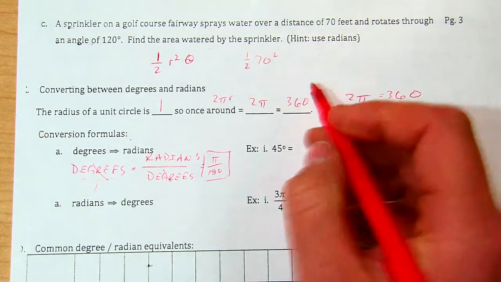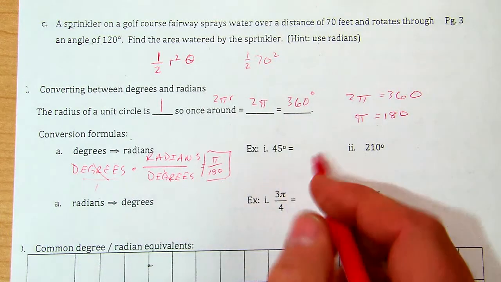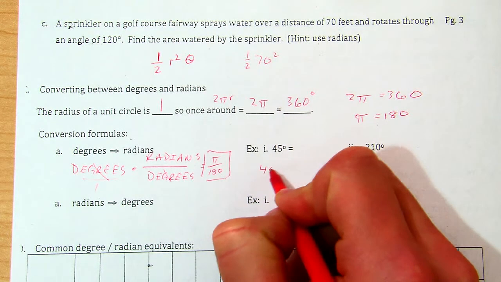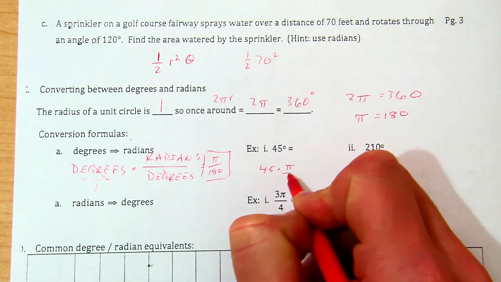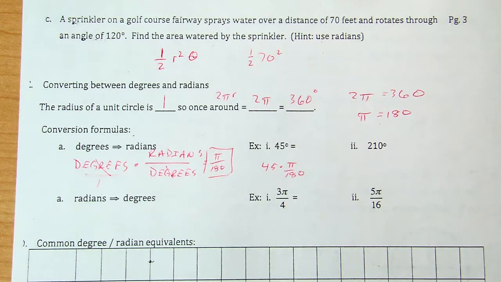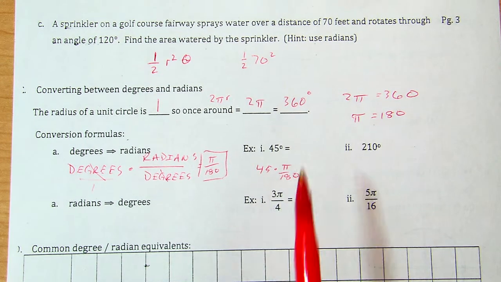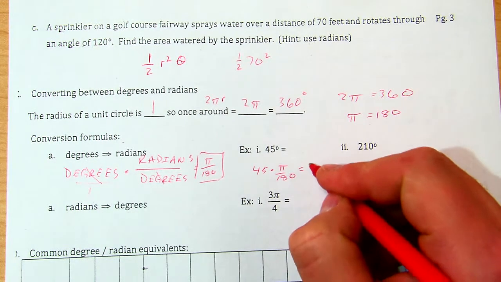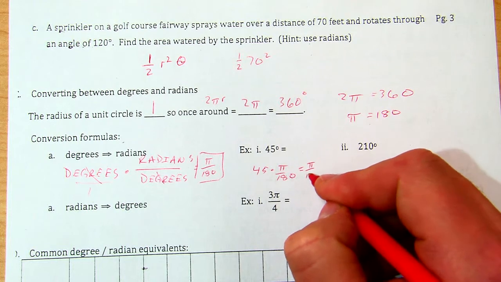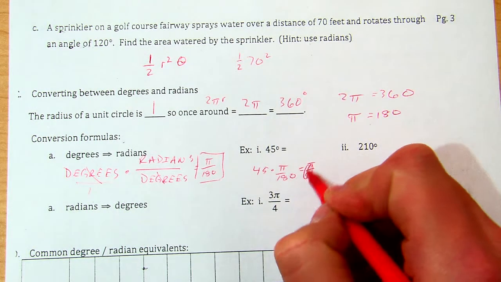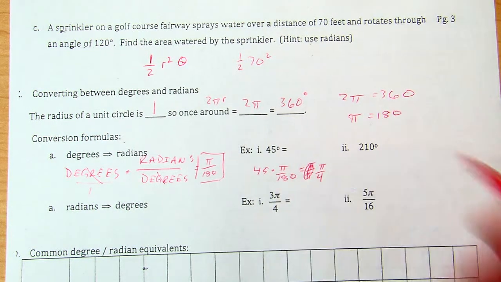So I have 45 degrees. If I want radians, I'm going to go 45 times pi over 180. Almost always, radians, if we can, we're going to write them in fractions. Well, I hopefully know that 45 goes into 180 4 times, so my fraction is going to be pi fourths.